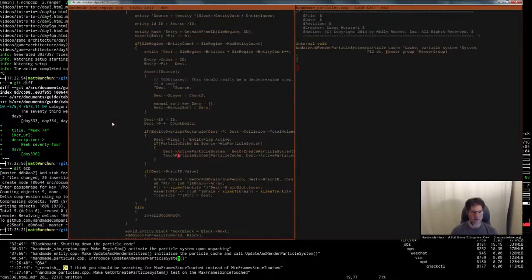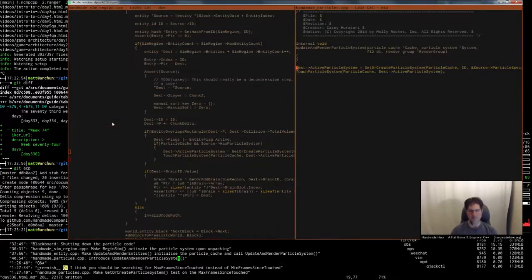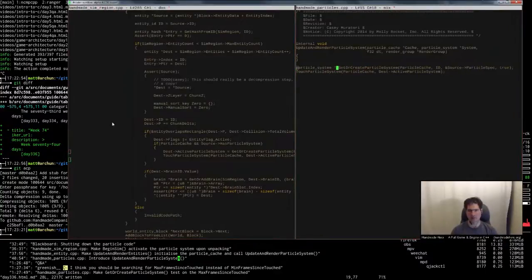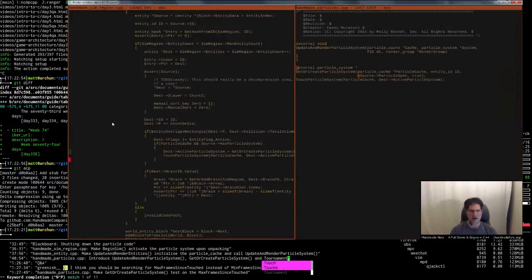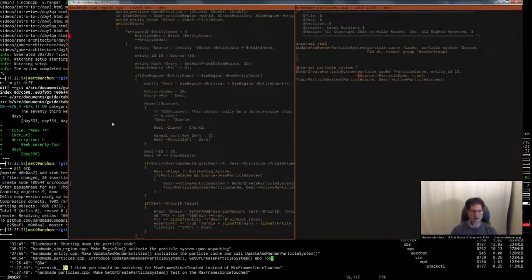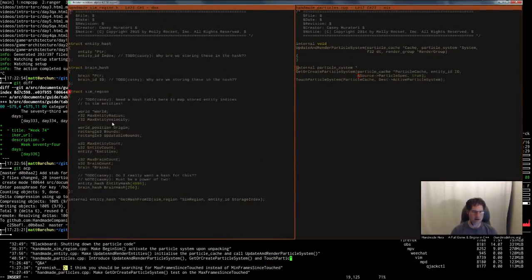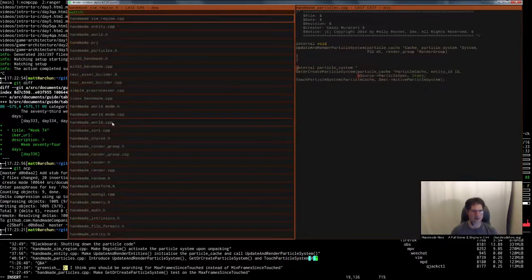Inside the sim region, we know we've got these two. And we know that this is going to take a particle. This is going to return a particle system. And we also know what it takes. There's the cache. There's the ID. And I don't really know if the ID values make sense to use entity IDs specifically. I guess I don't really know.